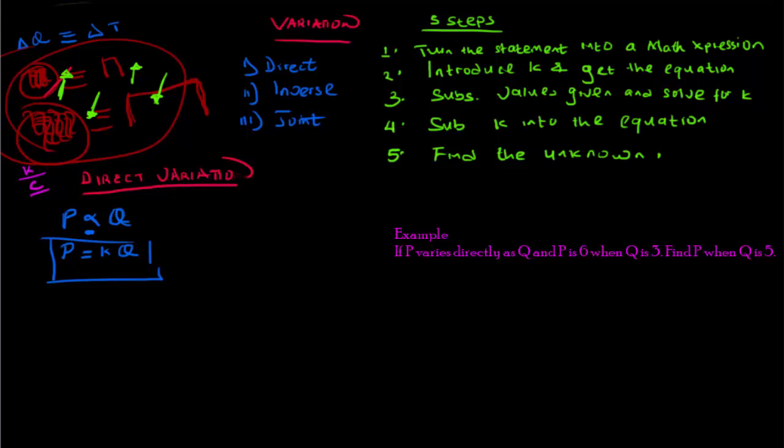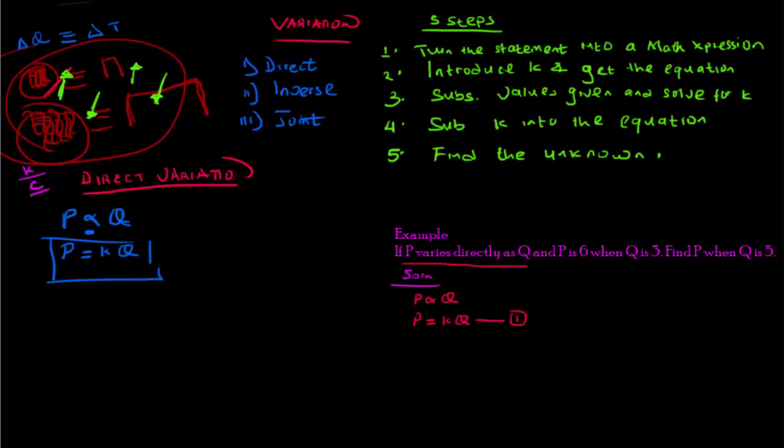So we have this example. If P varies directly as Q and P is 6 when Q is 3, find P when Q is 5. Step 1, turn the statement into a math expression. So we have, if P varies directly as Q, P ∝ Q. Then we introduce K, so we have P = KQ. We are going to call this our equation 1.